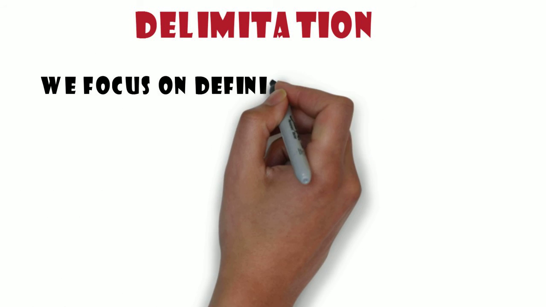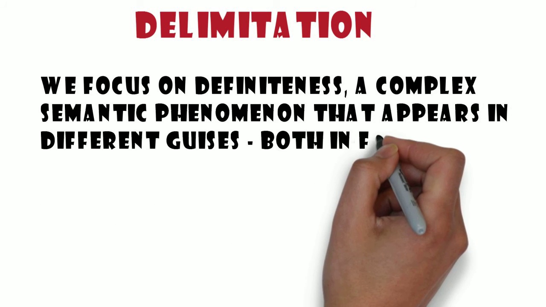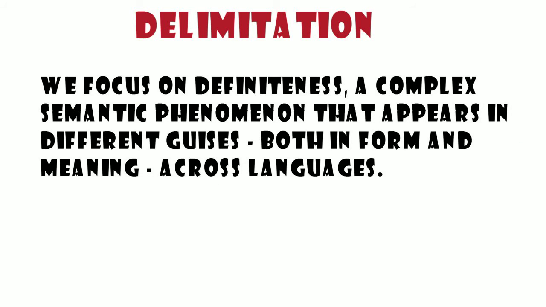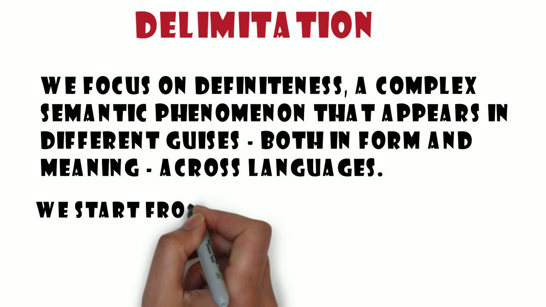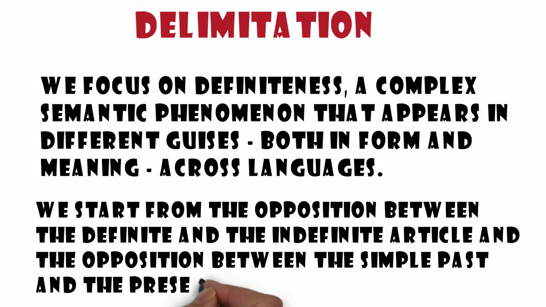We focus on definiteness, a complex semantic phenomenon that appears in different guises, both in form and meaning across languages. Its cross-linguistic versatility makes it into the perfect phenomenon for studying fine-grained L1 influence. We start from the oppositions between the definite and the indefinite article, and the simple past and the present perfect, but keep on looking and you'll see how we make this into a genuinely cross-linguistic project.